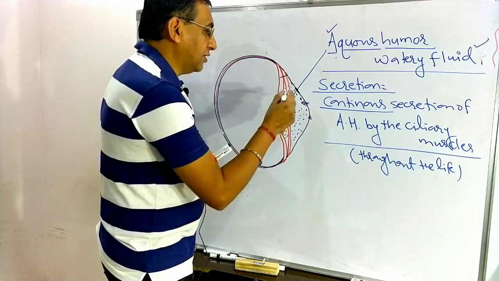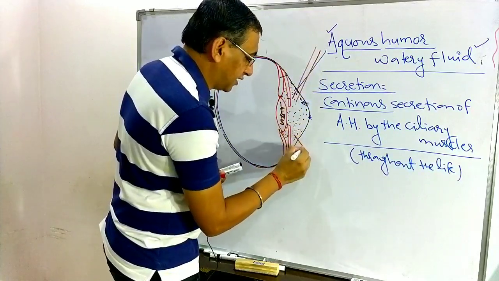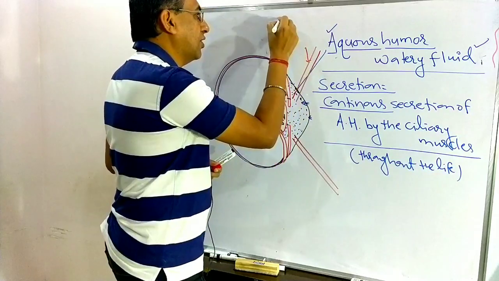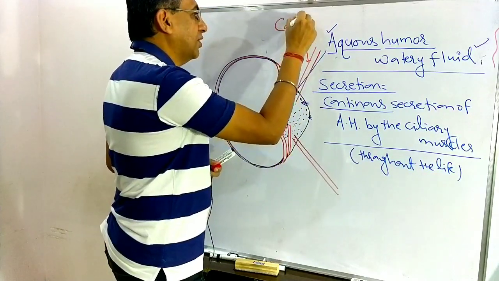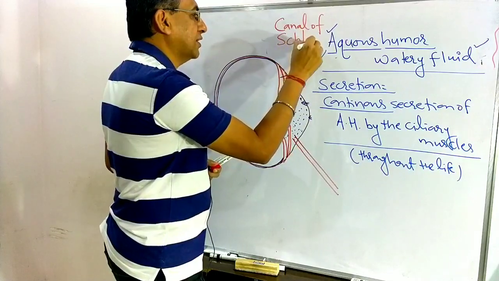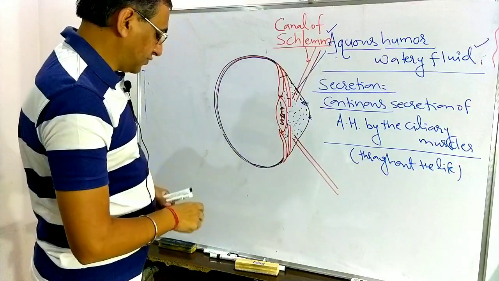There is a pair of canals here. This canal is known as the canal of Schlemm.